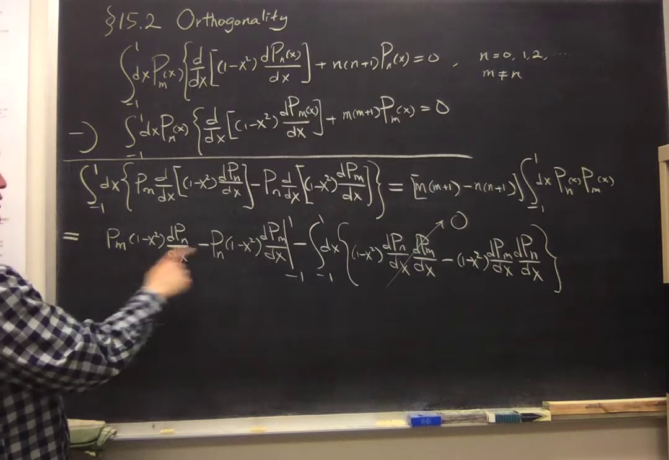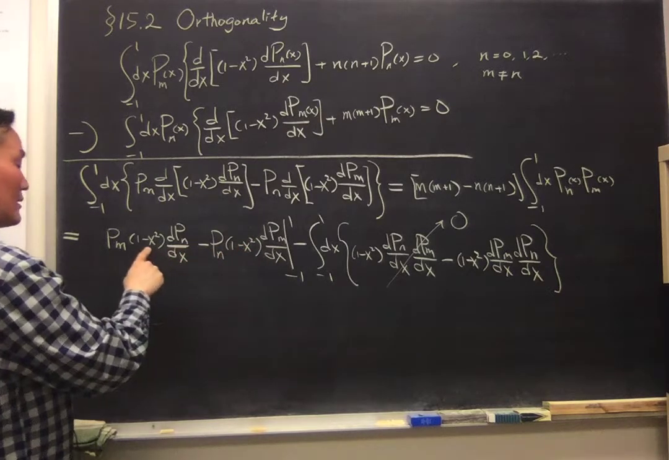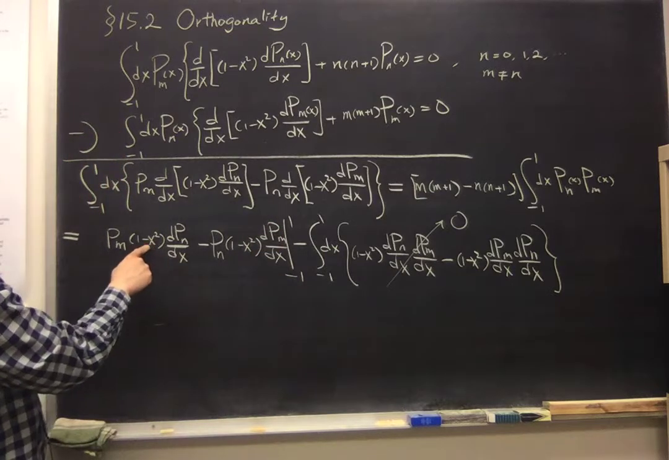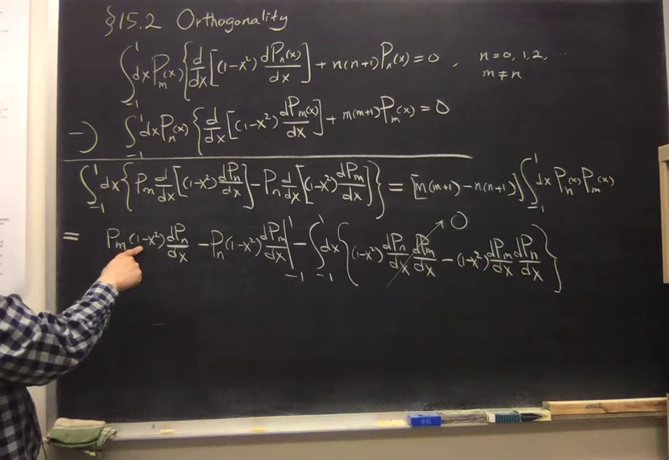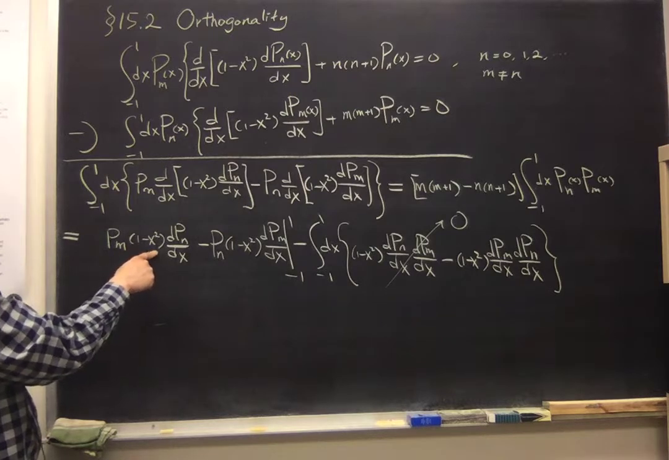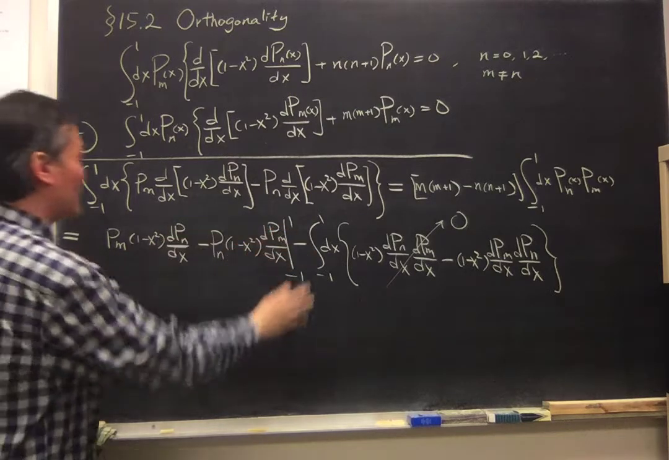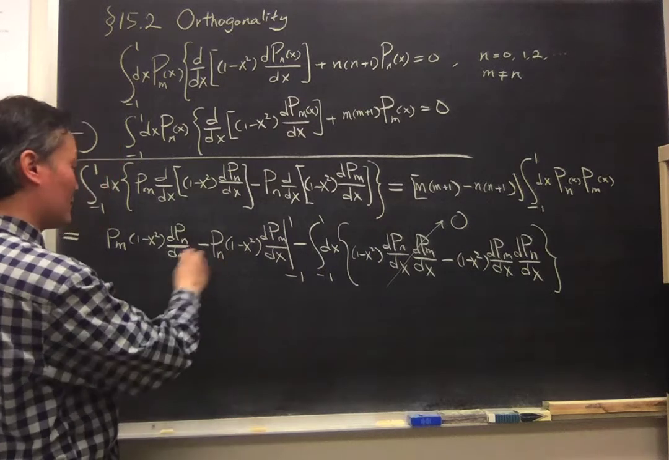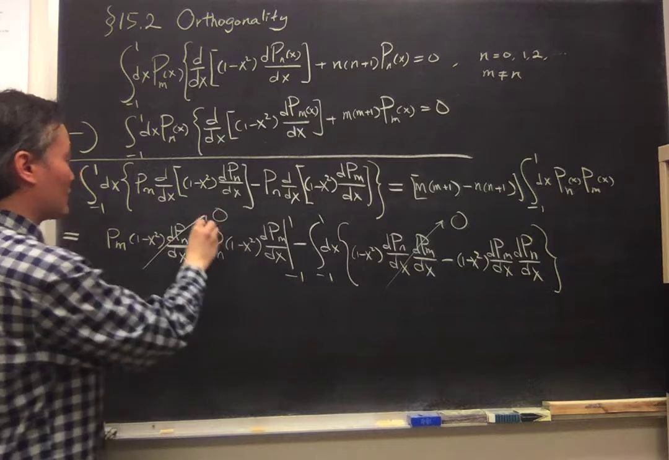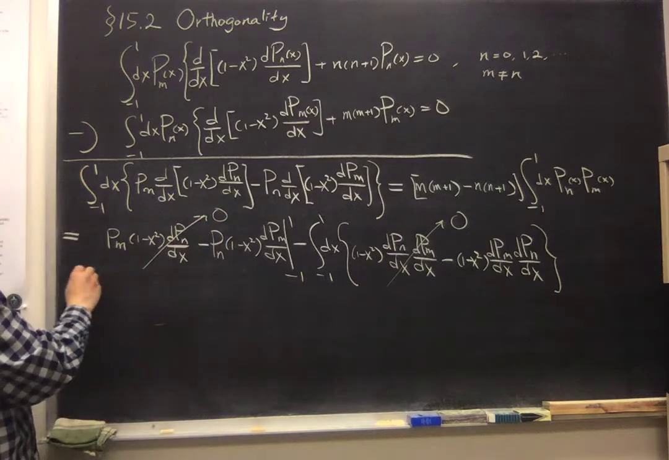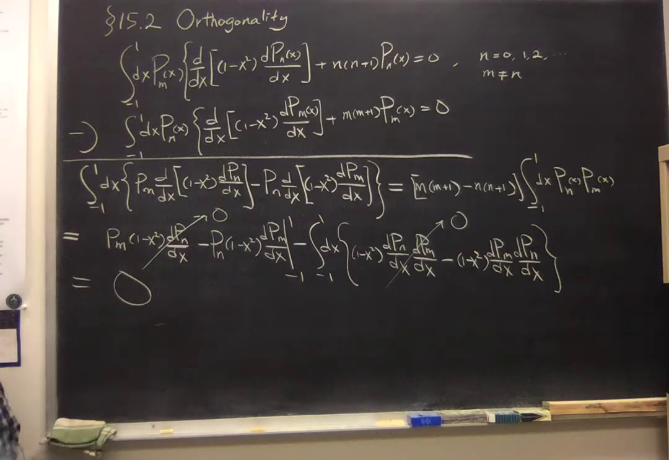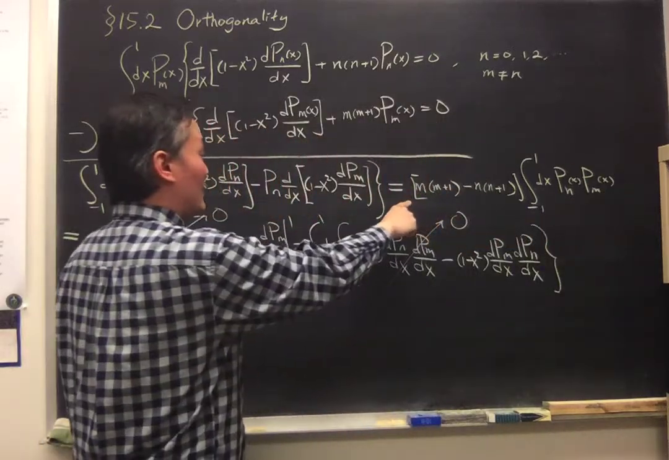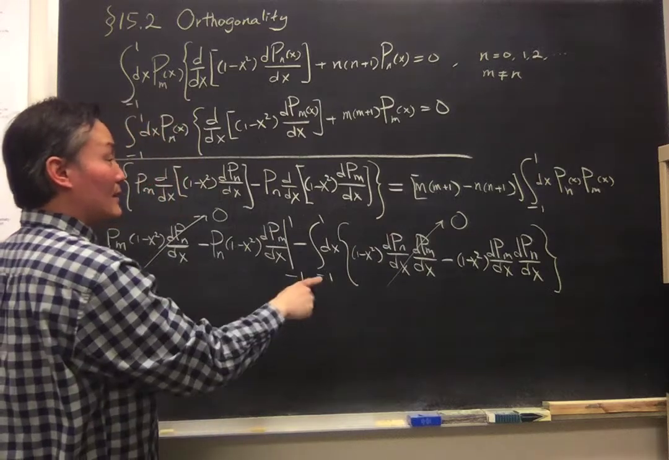Now for the boundary terms, evaluate at x equals 1 and minus 1. Both will be 0 because of this (1 minus x squared) factor, of course assuming that P and dP/dx are not singular. So the whole boundary term is 0, which means the right-hand side is equal to 0.